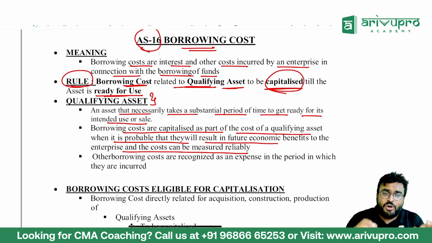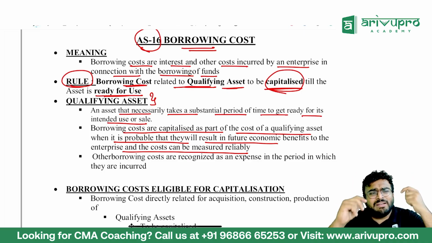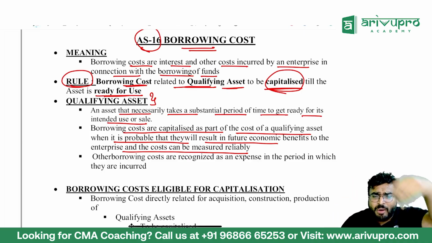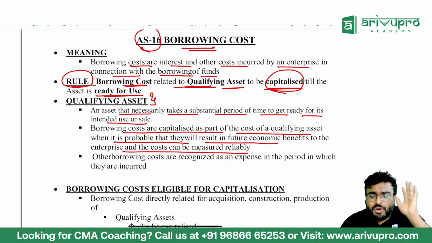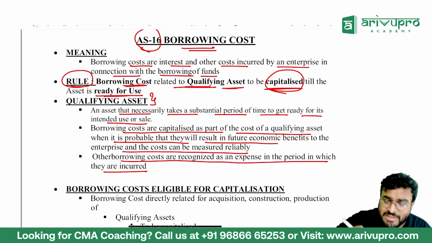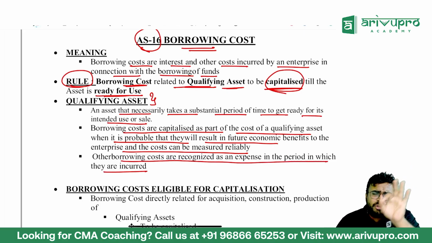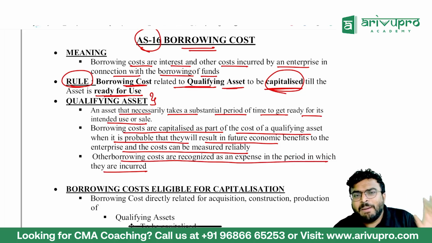And if at all there is borrowing cost, you will add it to the qualifying asset if that qualifying asset will give you future economic benefit. Imagine you took one loan and you're constructing one building, but the building will not be used for the business, or the government is not going to allow you to use that building for your business. Then it is not going to be considered a qualifying asset, and that borrowing cost will not be capitalized. Other borrowing costs are recognized as expense in the period in which they are incurred. Anything other than what we are going to talk about in AS 16, borrowing cost will always be taken as expense in the P&L.